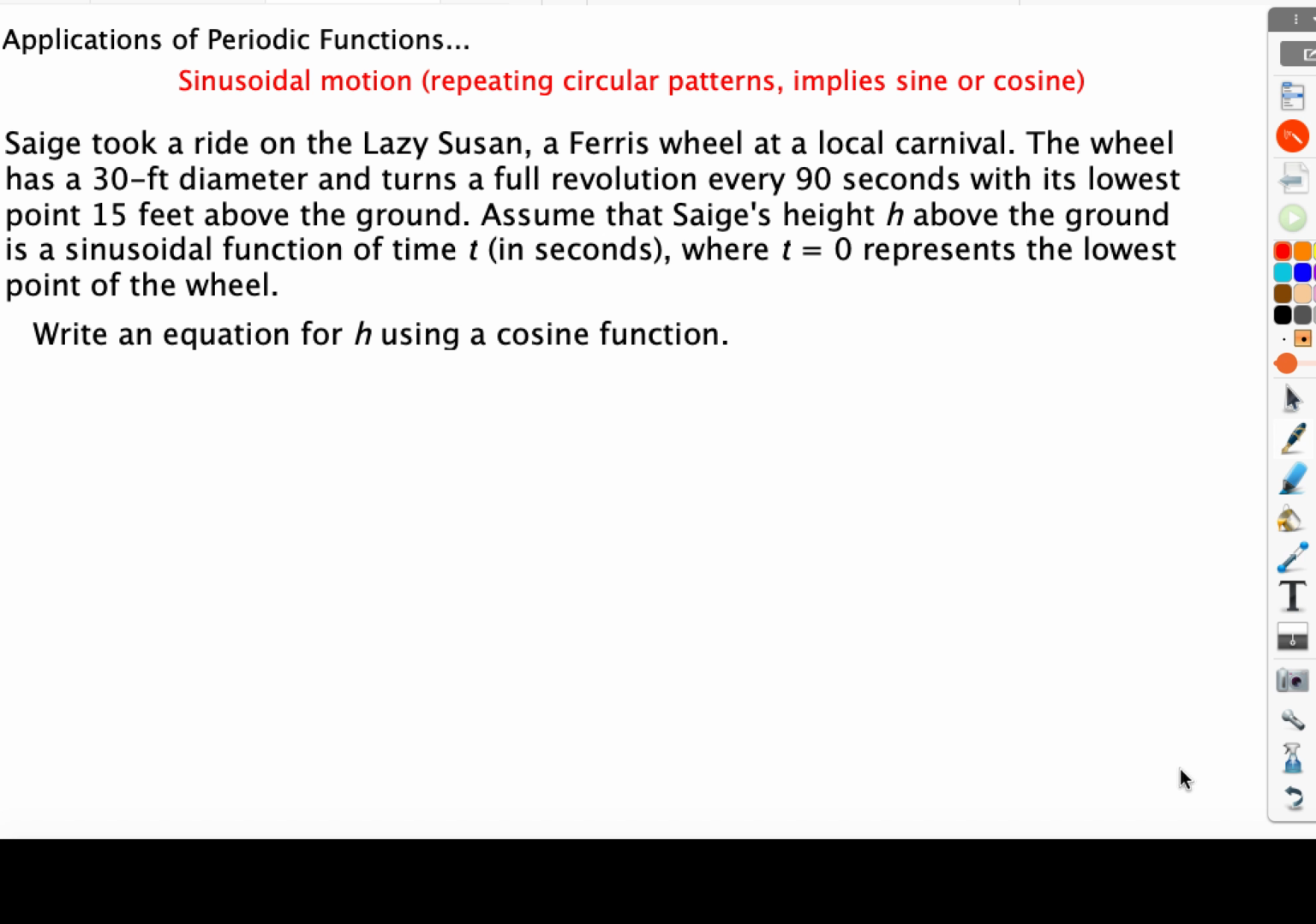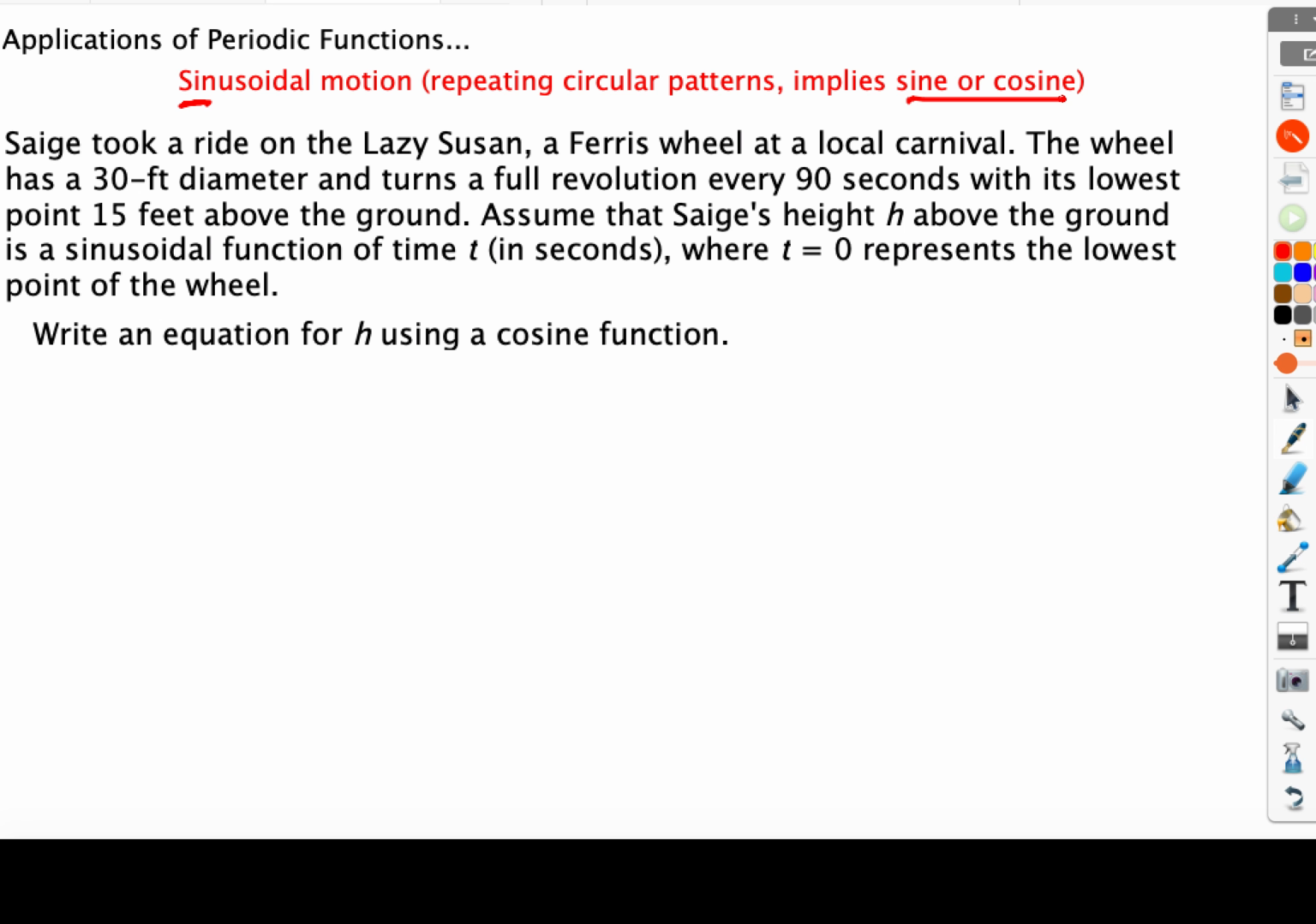All right, this is going to be another application of trigonometry. One of the applications we've already looked at is right triangle trig. But this is what's called sinusoidal motion, where we see that word sine in there. Basically sines and cosines. What about motion that deals with circular patterns? Again, implying that a sine or a cosine might be a great way to model the path.